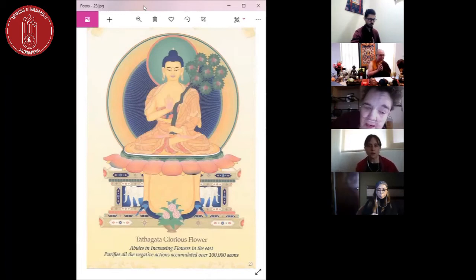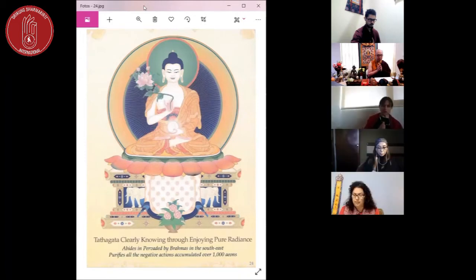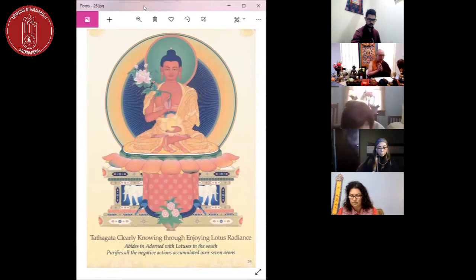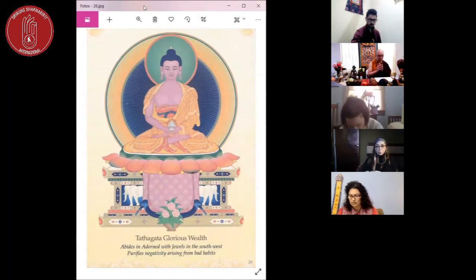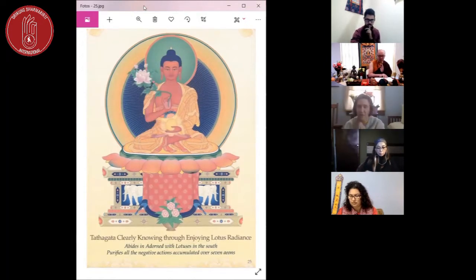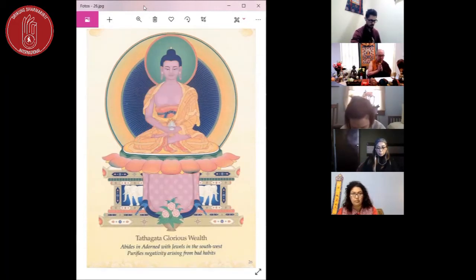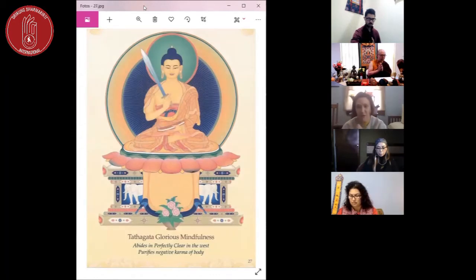Samantha? Homage to the Tathagata radiant pure display of complete omniscience. Tracy? Homage to the widely renowned, glorious name. Homage to the King, victory banner that crowns the sovereign. Tracy, you're actually at homage to the Tathagata. Oh, I'm sorry. Yeah. Homage to the Tathagata, completely omniscient display of lotus light. Homage to glory of wealth. Homage to glory of mindfulness.